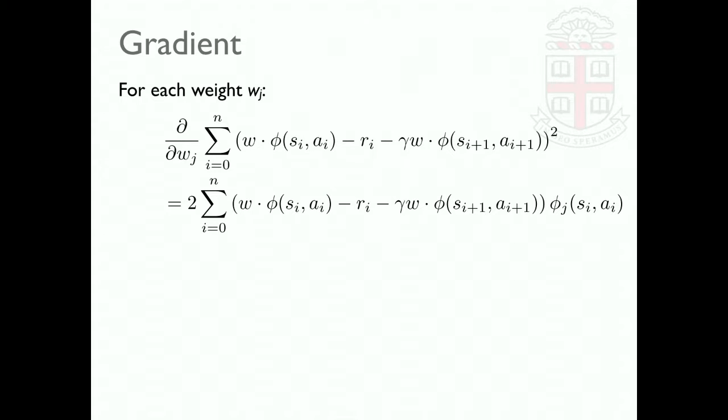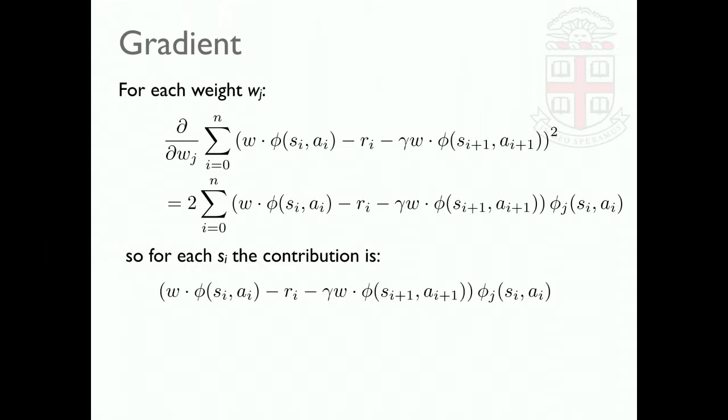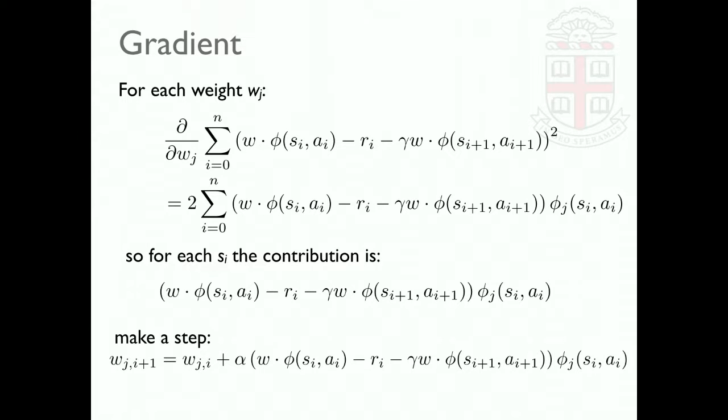All right, so for each individual state, so this is a sum over all the states in the trajectory. For each individual state, that's the piece of gradient for that individual state that arrived. Right? This is a sum for i equals 0 to n. This is just the ith term. Okay? And then we make a step in that direction. We say that the jth element of w at time i plus 1 is the jth element of w at time i plus alpha. This is a gradient descent step. And then that is the TD error, and that is the derivative of the function.